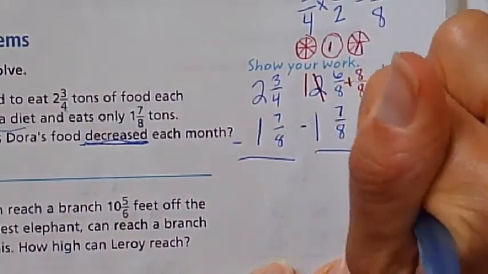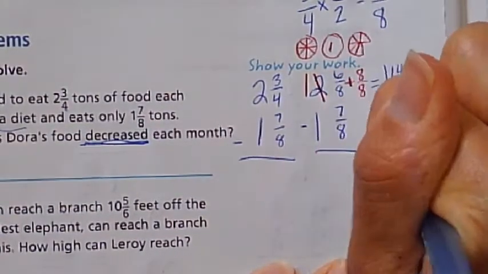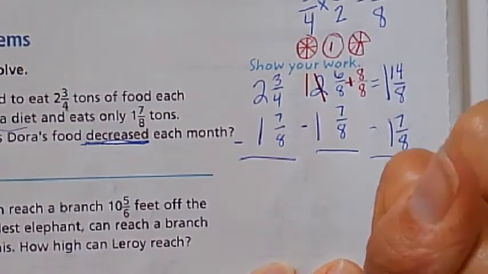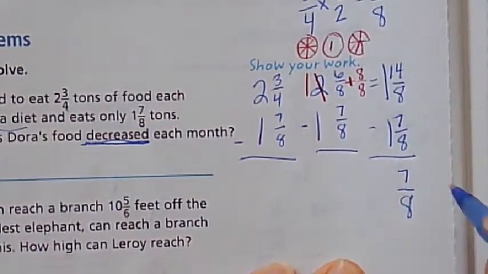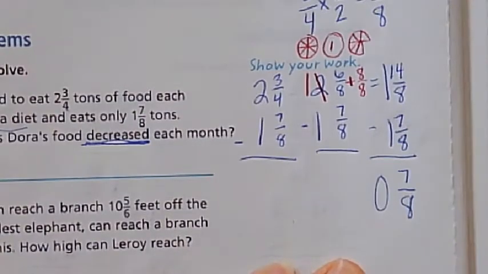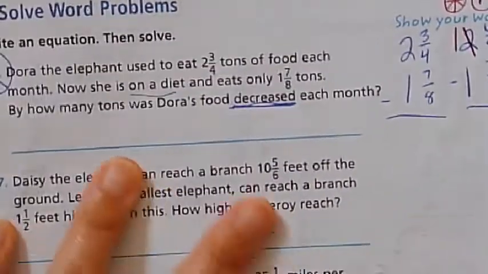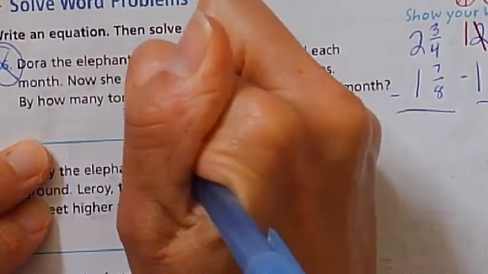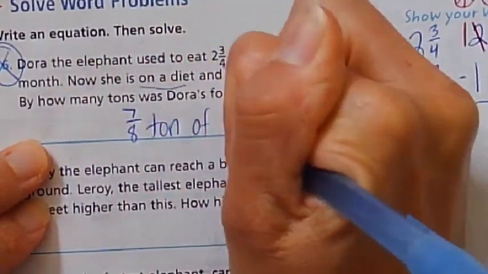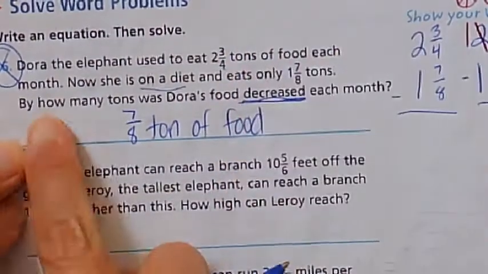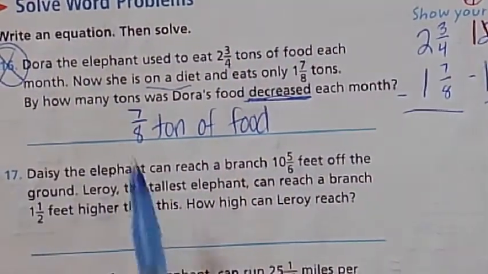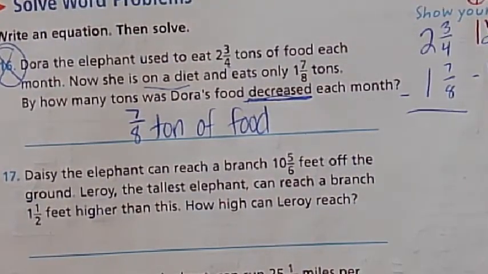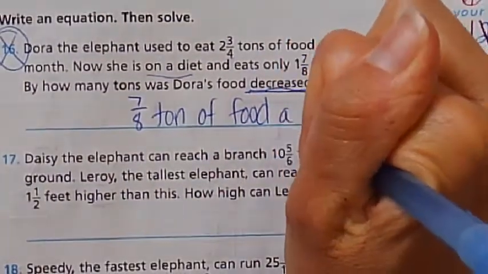And I'm going to subtract from that 1 7/8. 14 minus 7 is 7. The 8 stays the same. 1 minus 1 is 0. So I have no whole number left. So my answer is 7/8 ton of food. By how many tons was Dora's food decreased? 7/8 ton of food a month. I'm going to even add that, a month.